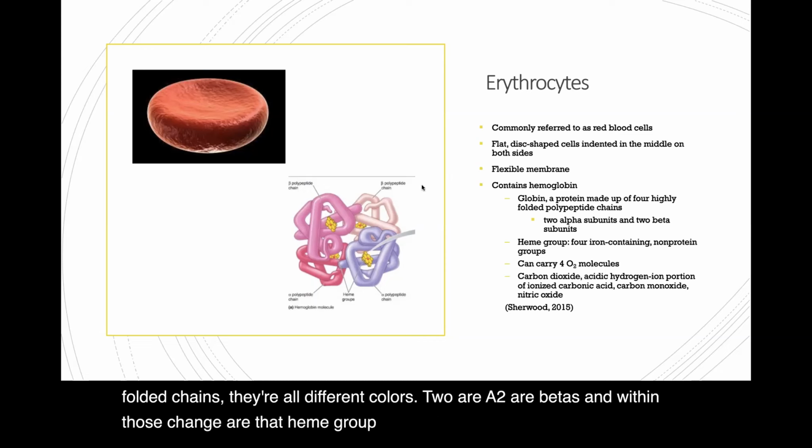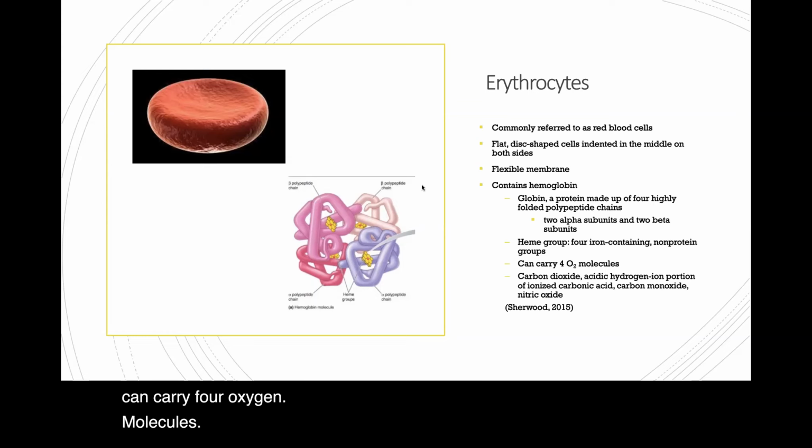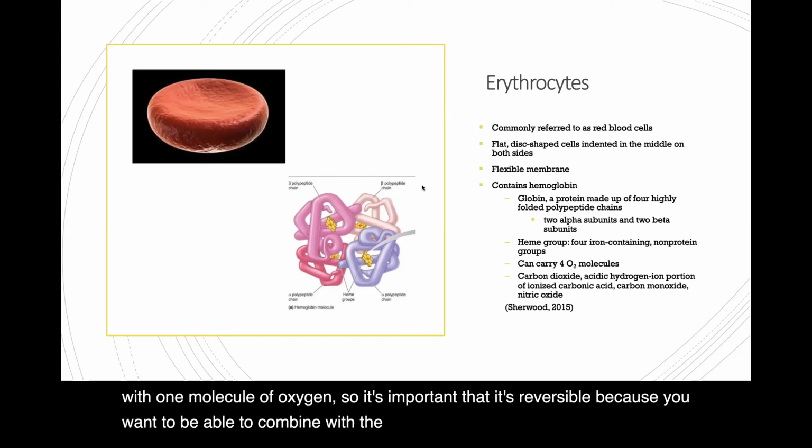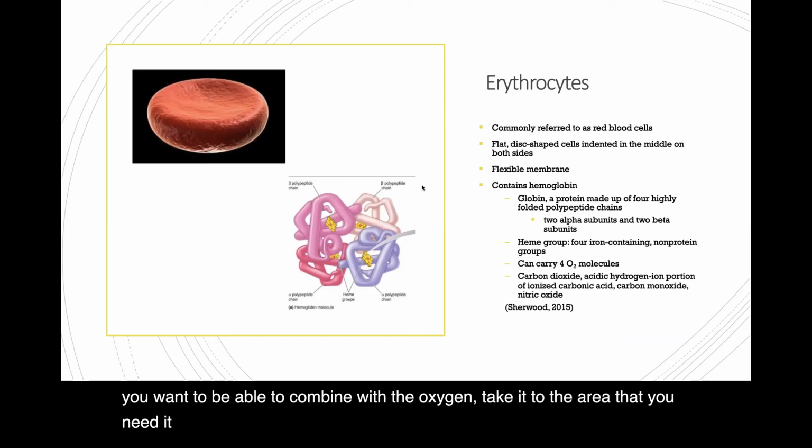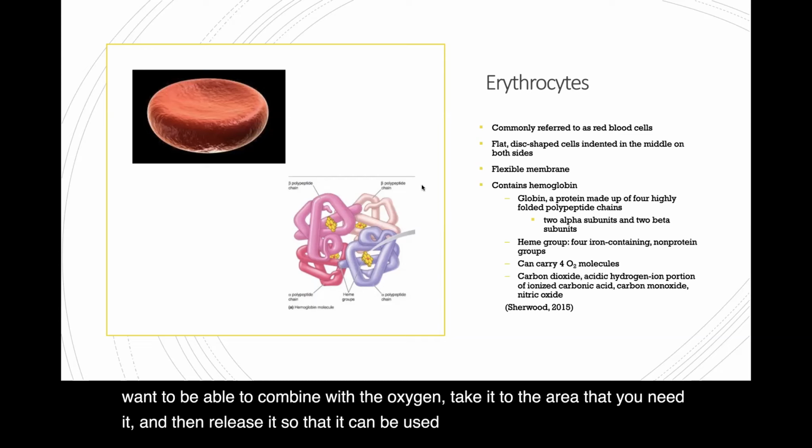So each hemoglobin can carry 4 oxygen molecules. Each of these 4 iron atoms within the heme group can combine reversibly with 1 molecule of oxygen. It's important that it's reversible because you want to be able to combine with the oxygen, take it to the area that you need it, and then release it so that it can be used by the body.